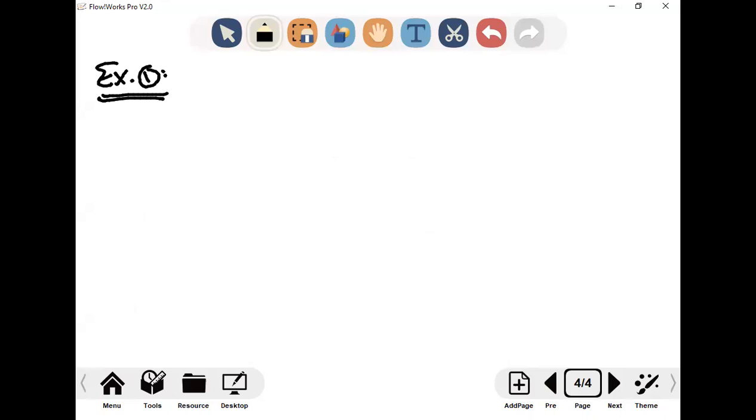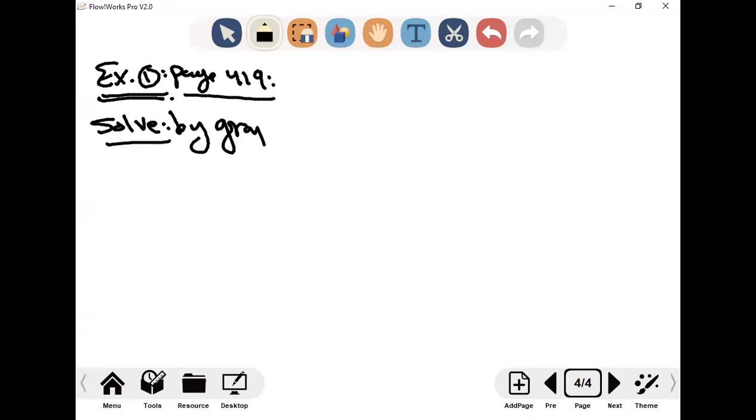So example one, page 419. In example one, I have solved the system of inequalities by graphing. I will graph to know what the solutions are, not what the solution is. Why? Because in inequalities, how many solutions do we have?